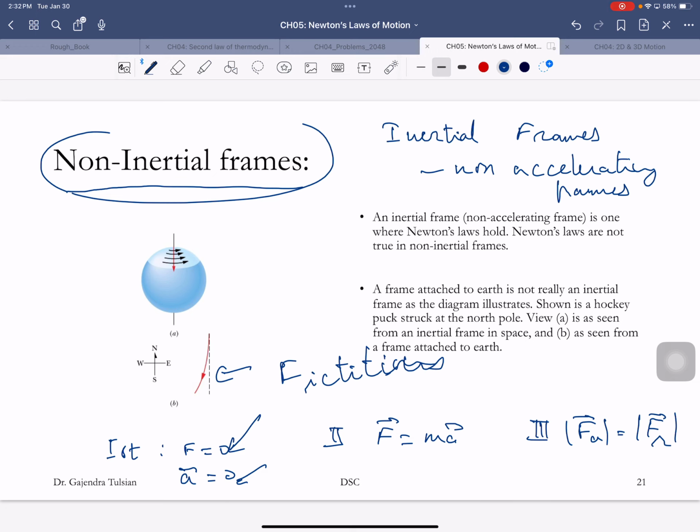All right. So that covers chapter 5. I hope I didn't go too fast.